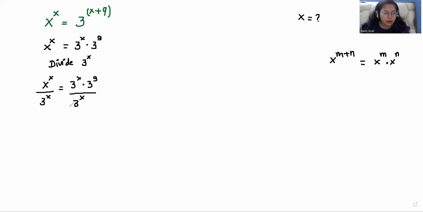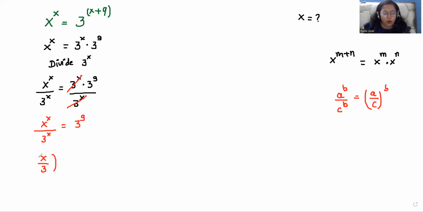So I can eliminate this 3 power x with 3 power x. What is left? x power x over 3 power x is equal to 3 power 9. Or we can use the identity that a power b over c power b we can write as a by c whole power b. So we can write it as x by 3 whole power x is equal to 3 power 9.